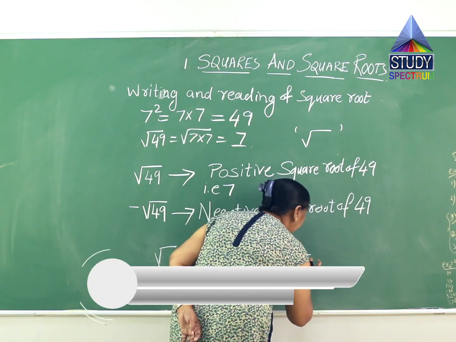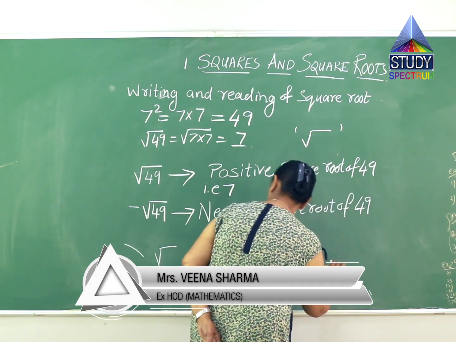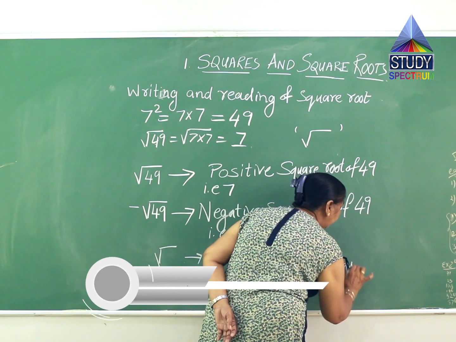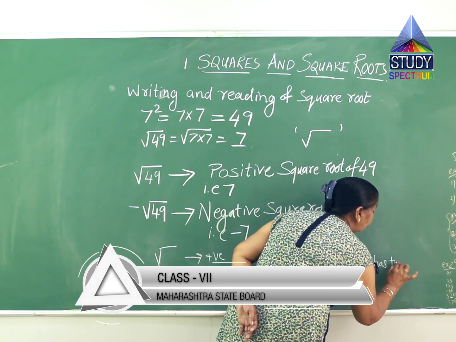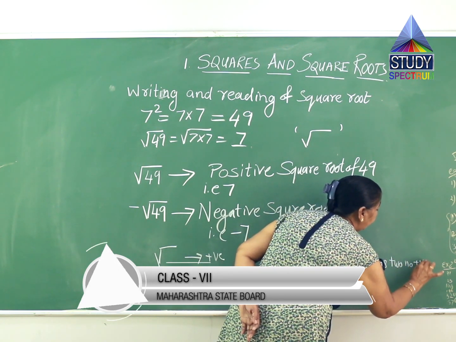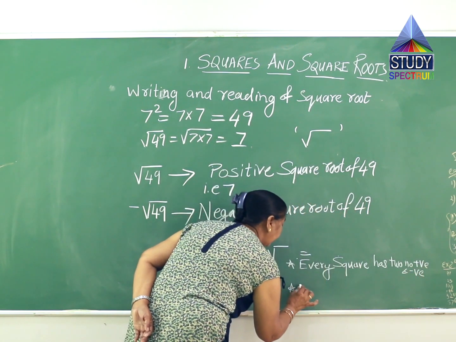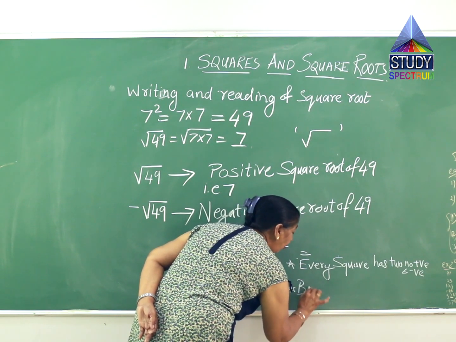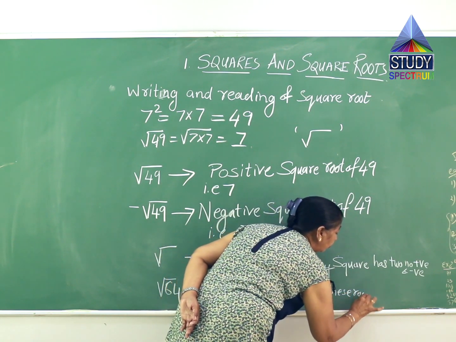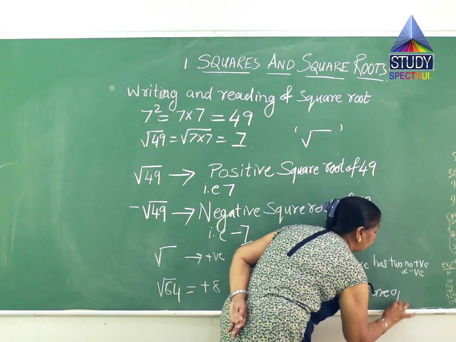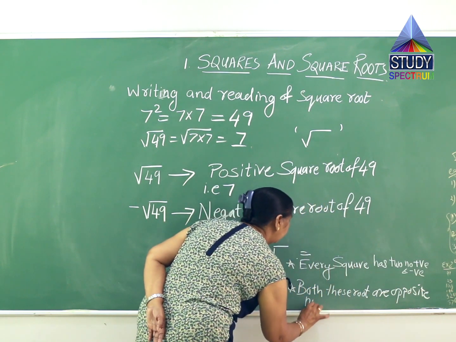First, every square root has two numbers, positive and negative. And the second thing, both these roots are opposite of each other. Opposite numbers.